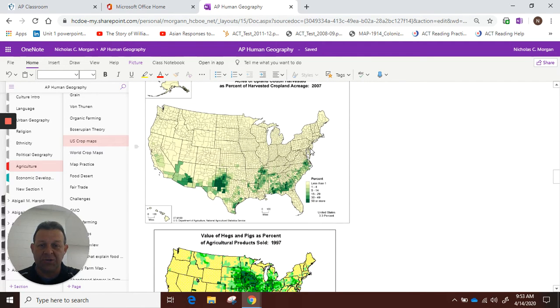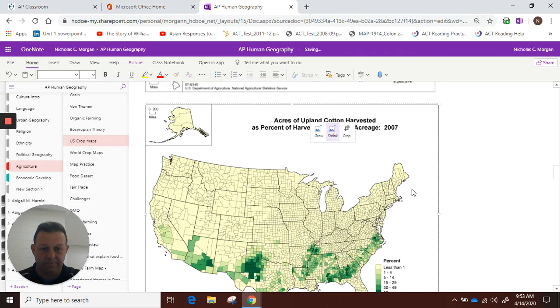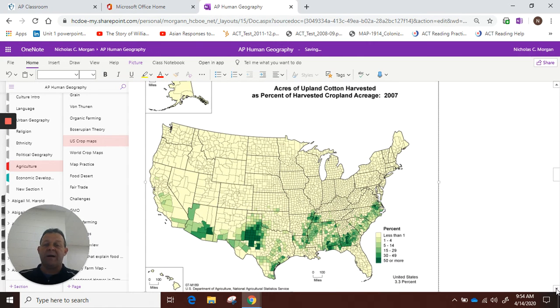Here's cotton production in the United States, upland cotton. What would this tell us about cotton? You know the history of cotton probably in this country. What kind of climate? Warm, subtropical, it doesn't grow in cold weather. That's pretty obvious. So you can see that.